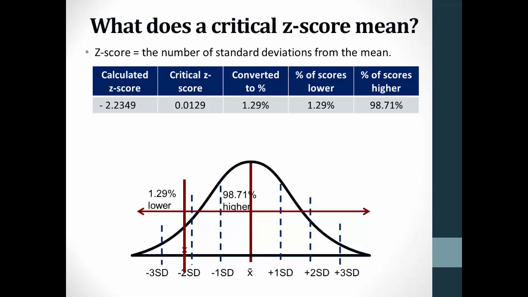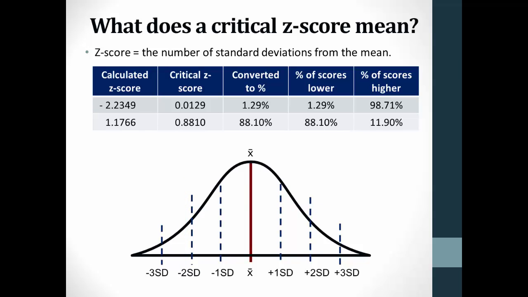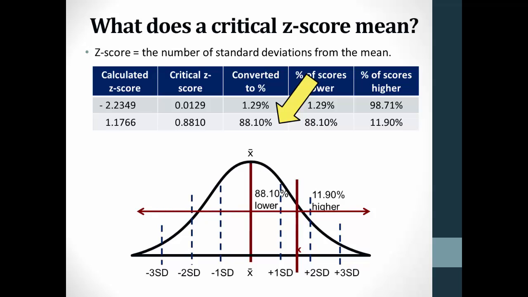If this were where your grade on an exam were plotted, you wouldn't be too happy that almost 99% of the class outperformed you on the exam. But if your calculated z-score was the first one we calculated for an exam score of 95, 1.1766, plotted about here on the positive side above the mean, the critical z-score of 0.881 means that 88.1% of your fellow classmates scored lower than you, and that only 11.9% of the scores on the exam were better than your score.